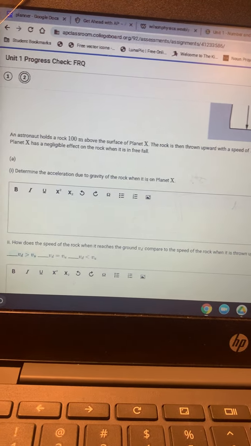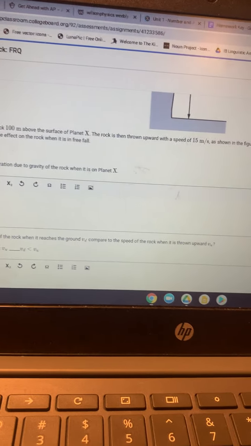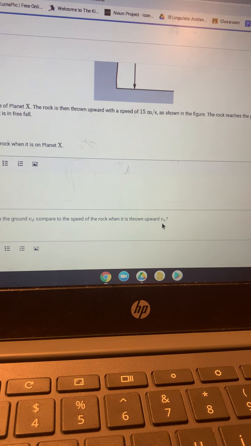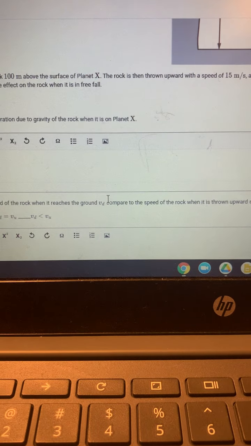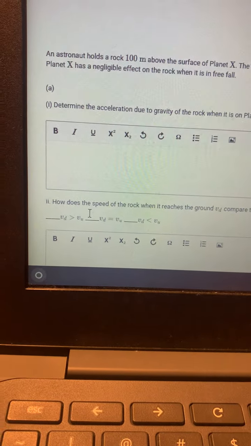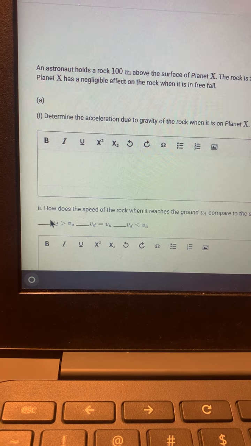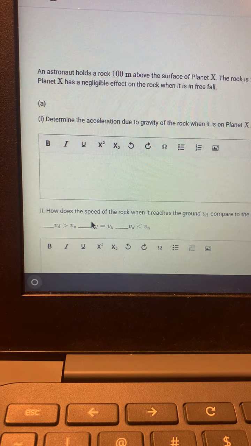Question number 2 asks, how does the speed of the rock when it reaches the ground compare to the speed of the rock when it's thrown upwards? Here VU stands for the velocity upwards, and VD stands for velocity downwards. If we look at this, we can right off the bat know that this is the correct answer, that the velocity downwards is greater than the velocity upwards.